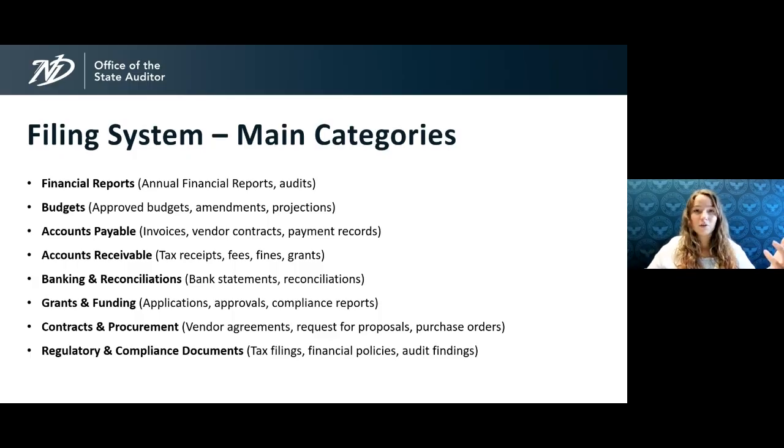But just as an example, financial reports could be your annual financial reports, your audits. A budget main category would include your approved budgets, amendments, projections, your preliminary budgets. Accounts payable would be all your invoices, vendor contracts, payment records, and then accounts receivable, tax receipts, fees, fines, grants, and so on down the list. You're going to have subcategories within that, because again, you have so many records to keep track of. But starting with a good main filing category is going to help you keep track of those.